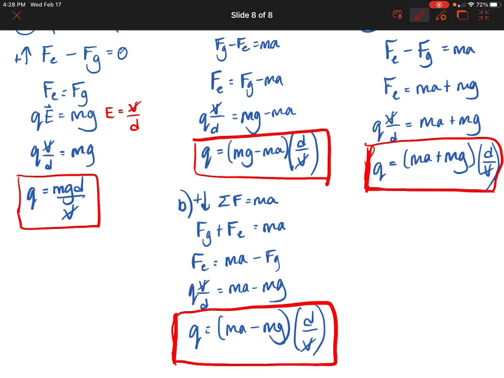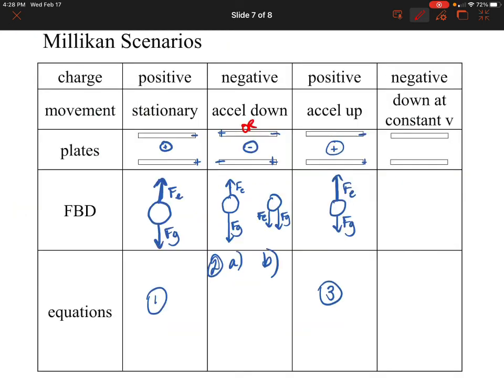Okay, what other possible scenario could we have? We have it when it's at rest, when it's accelerating upwards, and when it's accelerating downwards. So what other situation could we possibly have? Okay, so we have in our fourth scenario a negative charge that's moving downwards at a constant velocity. Constant velocity. What does a constant velocity mean? So it's still moving downwards, but it's just moving downwards at a constant velocity. So here's the question. Is it accelerating? No. When things move at a constant velocity, they're not accelerating.